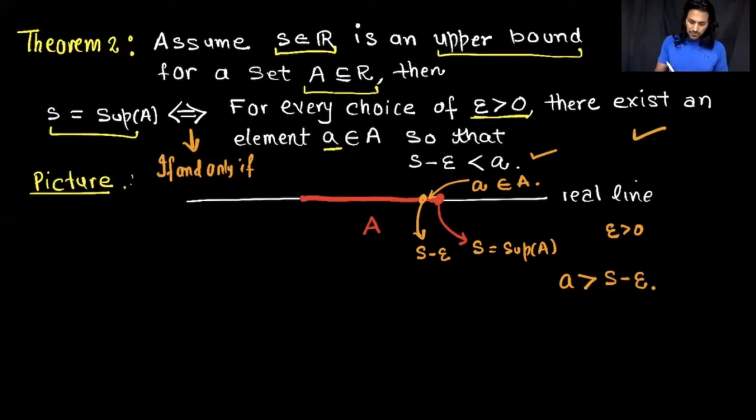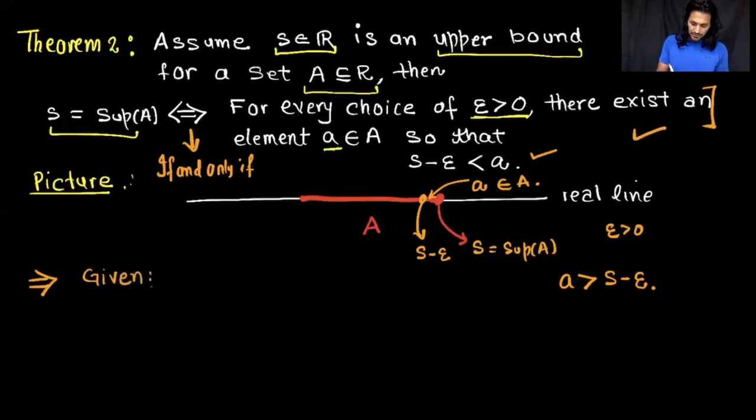So first we will prove the forward direction. In that direction, we will assume s is the supremum, and then we will prove the statement which is on the right hand side. And in the reverse direction, we will assume that the statement on the right hand side is true, and we will prove that s is the supremum. So for the forward direction, what is given? First we will write what is given and then what we need to prove.